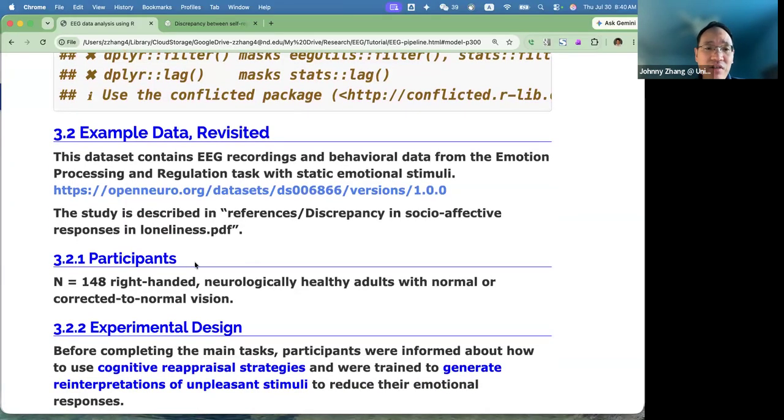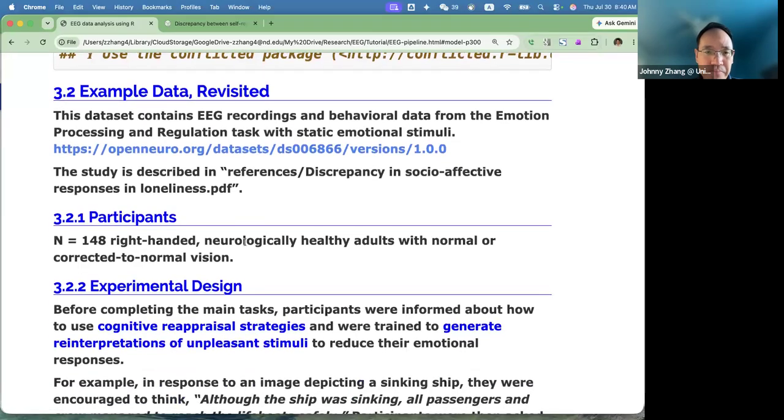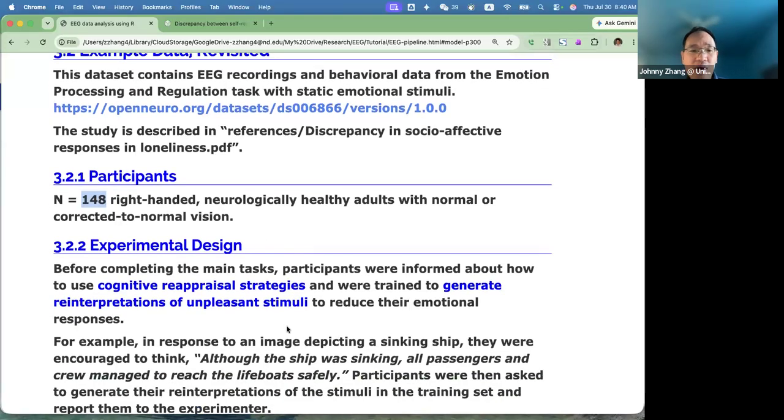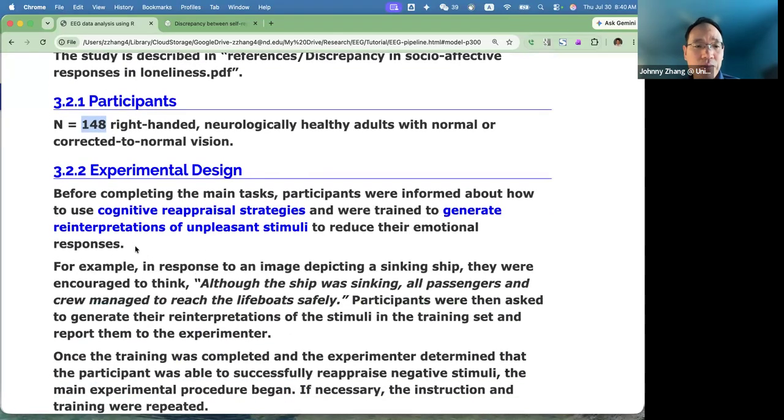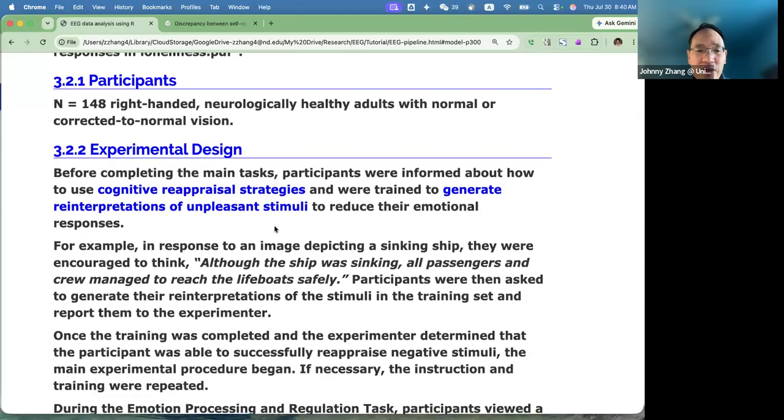Now let's take a closer look at the example data we have. This data set is from an emotion processing and regulation task study, and we have a total of 148 participants. Those are all healthy adults. The experiment mainly looks at how people use cognitive reappraisal strategies.